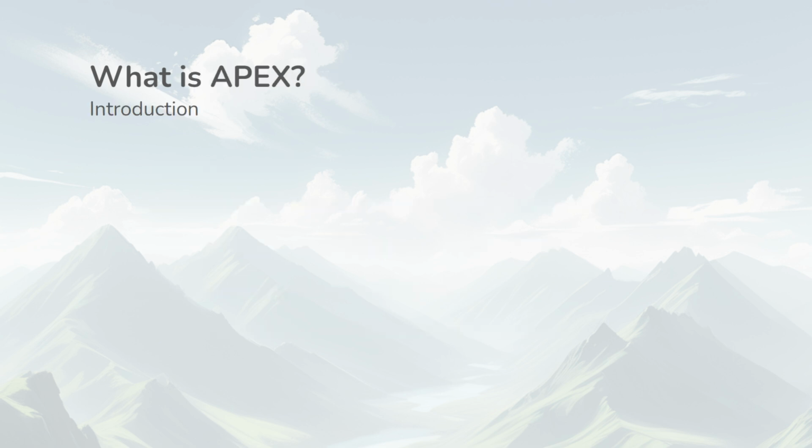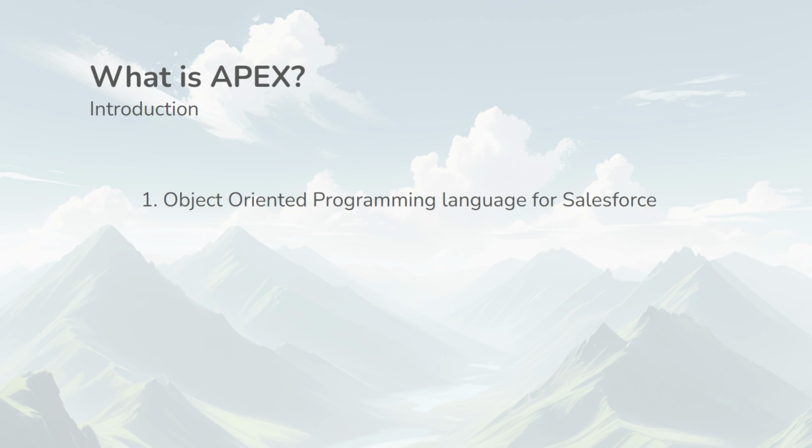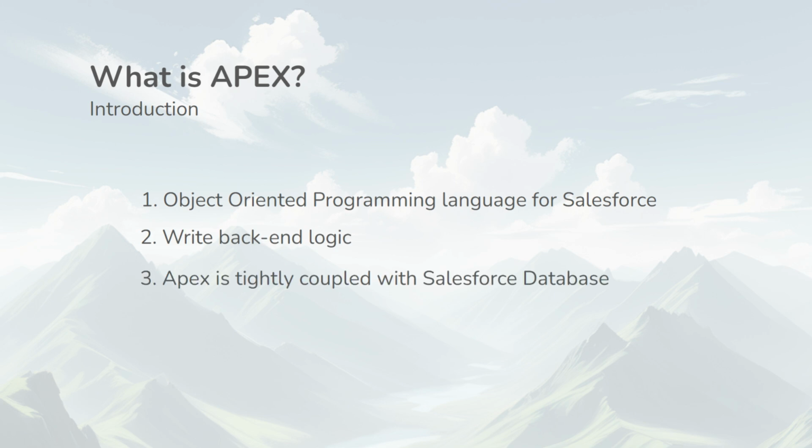So, what is Apex? Apex is an object-oriented programming language which can be compiled and executed only in Salesforce. Apex is used to write backend logic of an application. Unlike other development platforms like Java, .NET, and Node.js, Apex is tightly coupled with the Salesforce database.